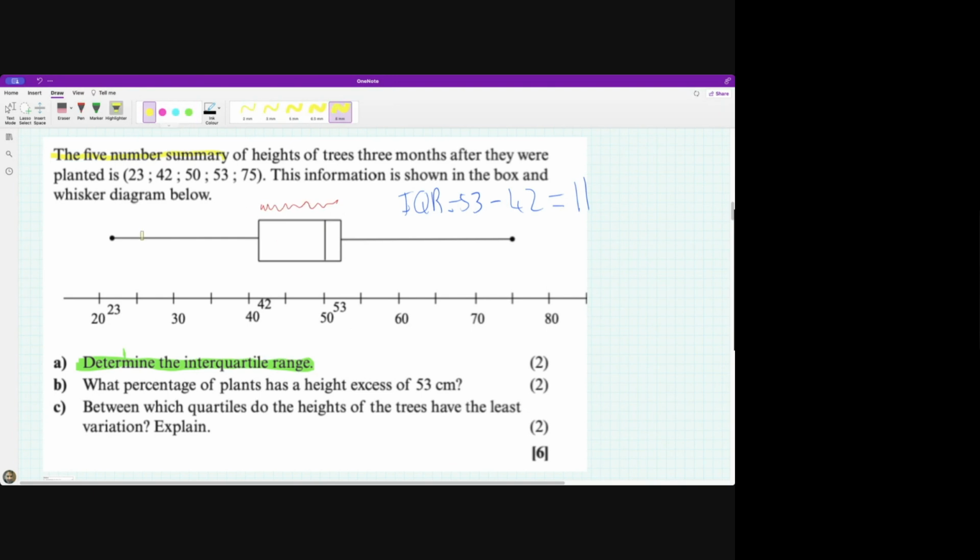Okay, next question. What percentage of plants has a height in excess of 53 centimeters? So they're saying, what percentage of plants is taller than 53? So what they're saying is what percentage of plants falls into this region over here? Because 53 is straight down there. So how much of the data sits between Q3 and the max value? I'd like you to try and put that in the chat.